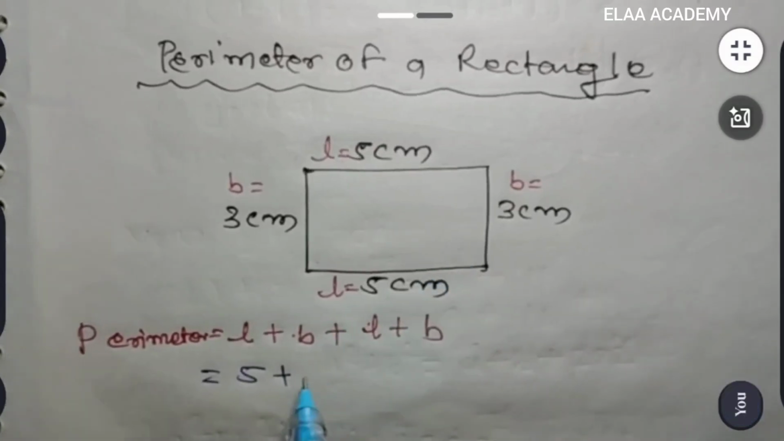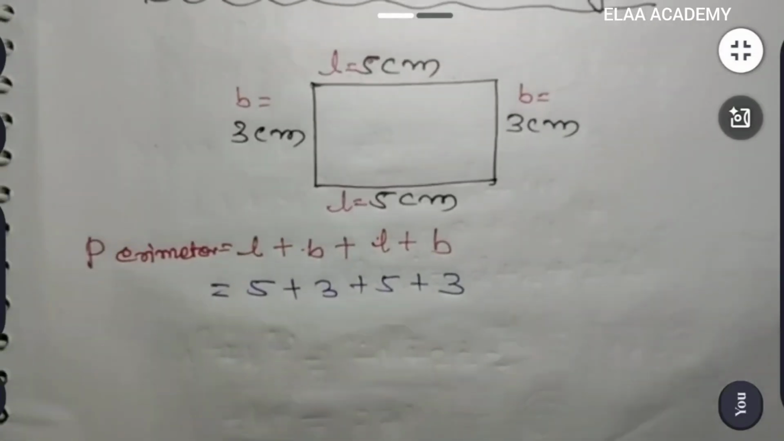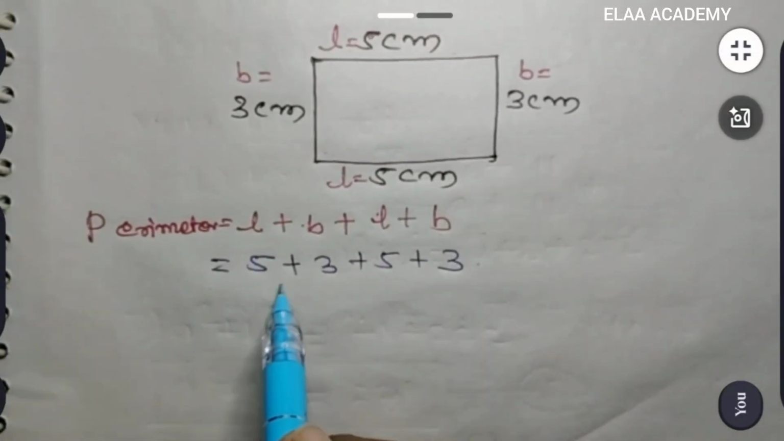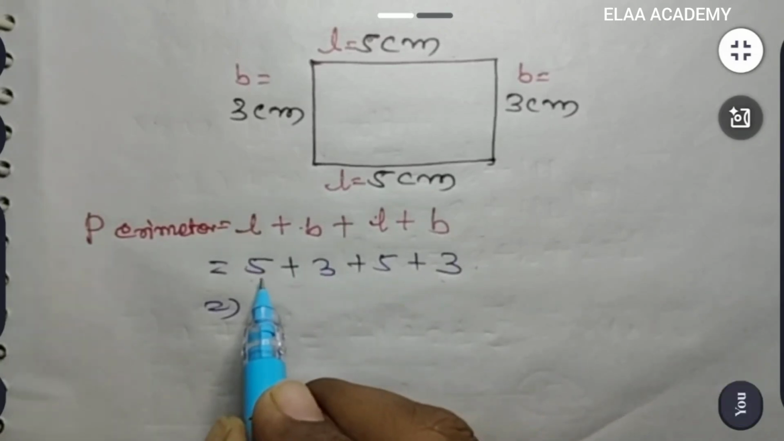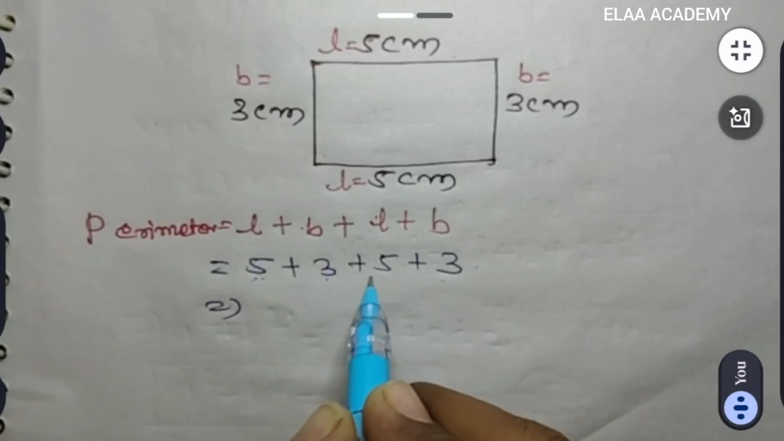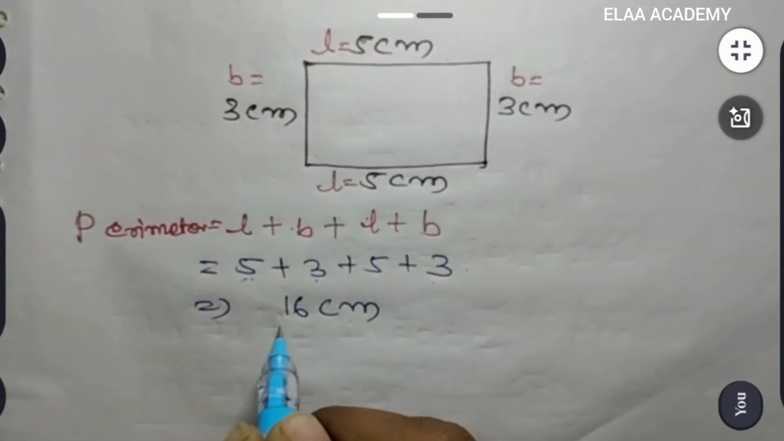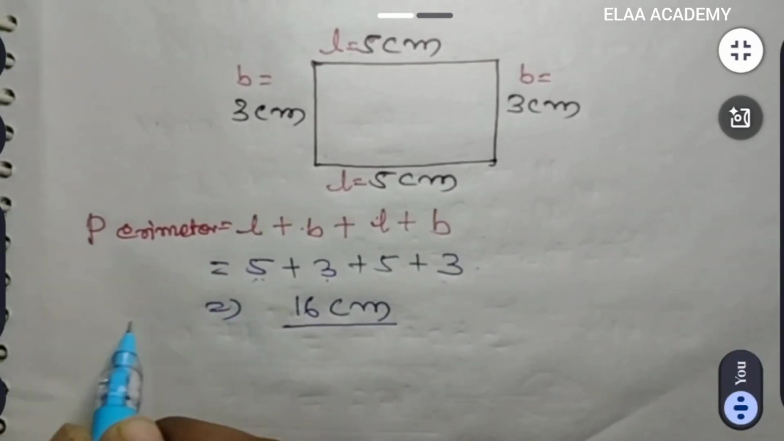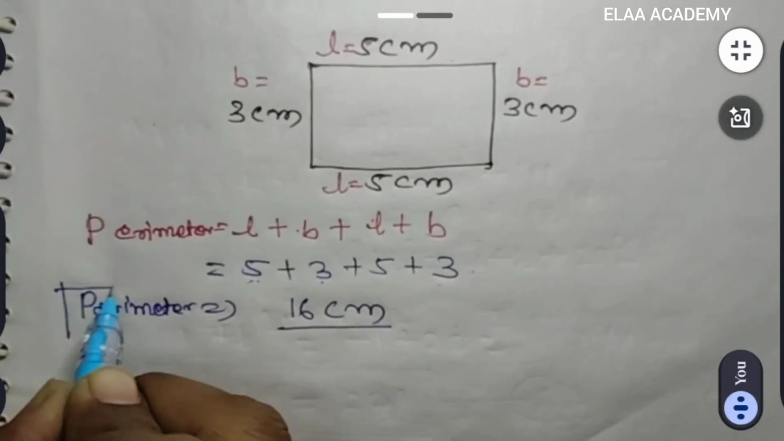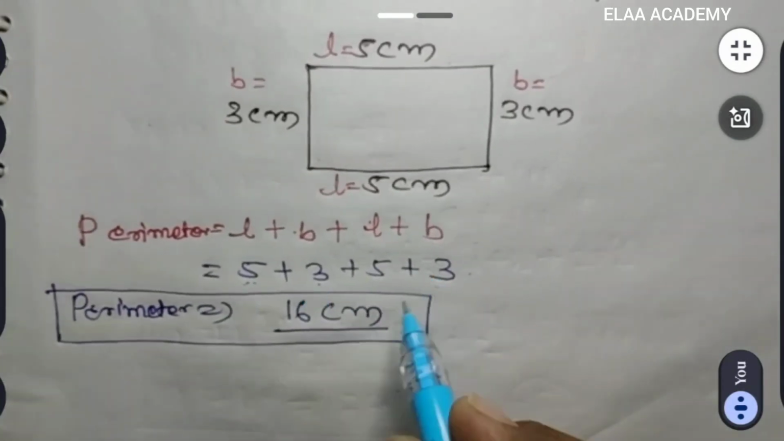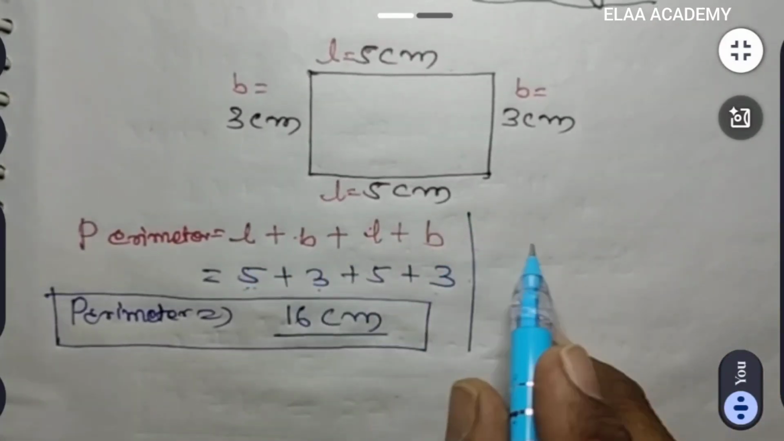Okay, so what is the value of L here? L is 5 plus 3 plus 5 plus 3. Okay, so what is the sum? 5 plus 3 is 8, 5 plus 3 is 8, 8 plus 8 is 16 centimeter. We found the perimeter as 16 centimeter.